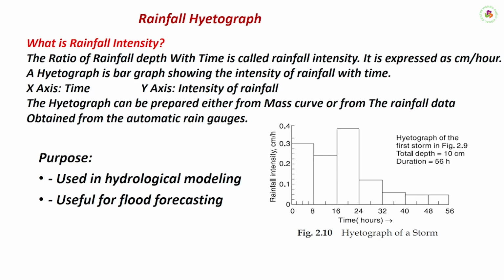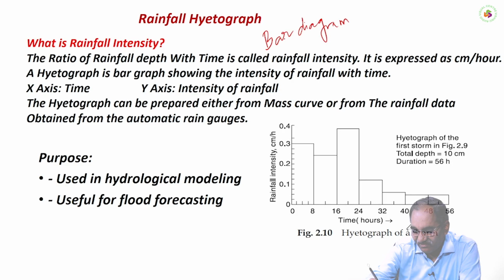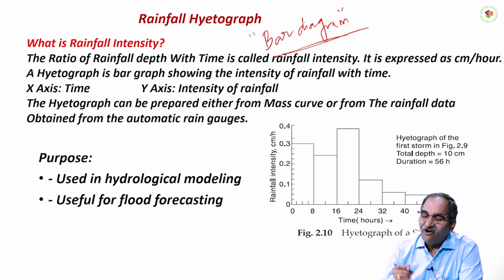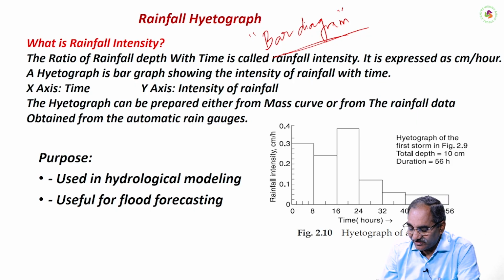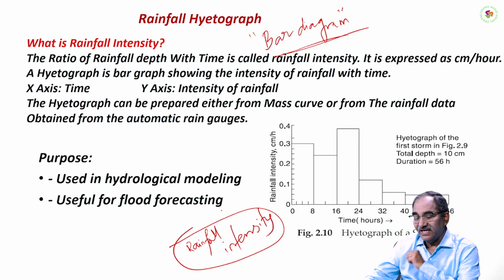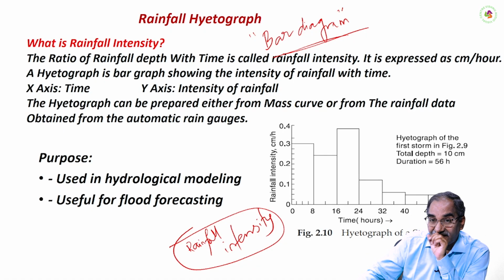Then what is the second one? Hyetograph. For hyetograph, remember only one word: it is a bar diagram. That's all. If you remember that one word, I am satisfied. Basically, it is a bar diagram. What does it show? This diagram, the hyetograph, shows rainfall intensity. Hyetograph always speaks about rainfall intensity. It does not speak of rainfall depth, it speaks of rainfall intensity.